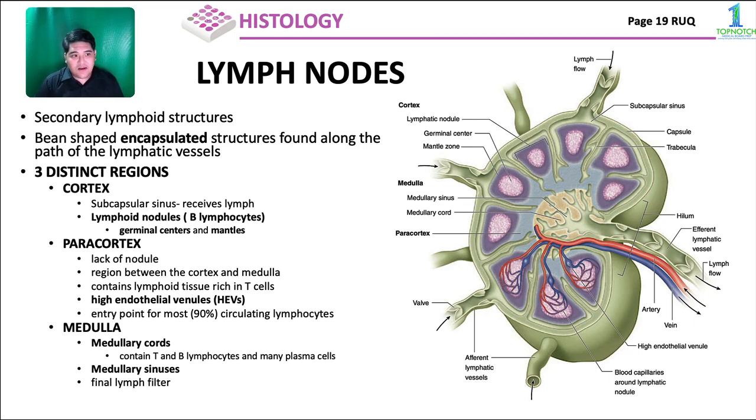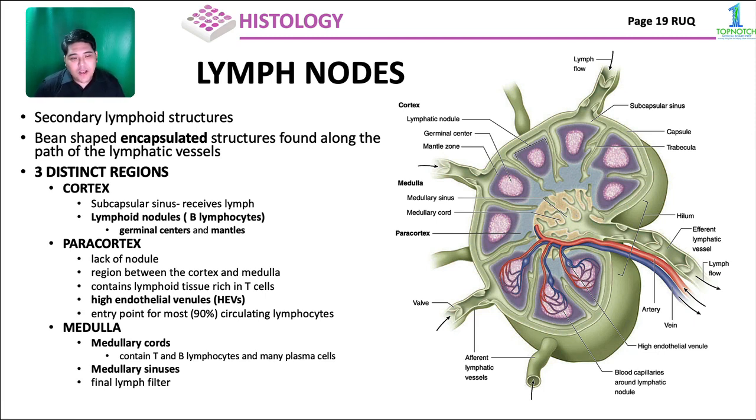Your lymph node is a secondary lymphoid structure. Well, as you can notice at the shape, it is bean shaped. Yung iba, sinasabi it's kidney shaped. It is found along the part of the lymphatic vessels. So it has three distinct regions. You have your cortex, the outer side, and then your paracortex, middle, and your medulla, yung pinakaloob. Pero ano yung mga kailangan mong tandaan dito? Yung mga locations ng mga certain cells.